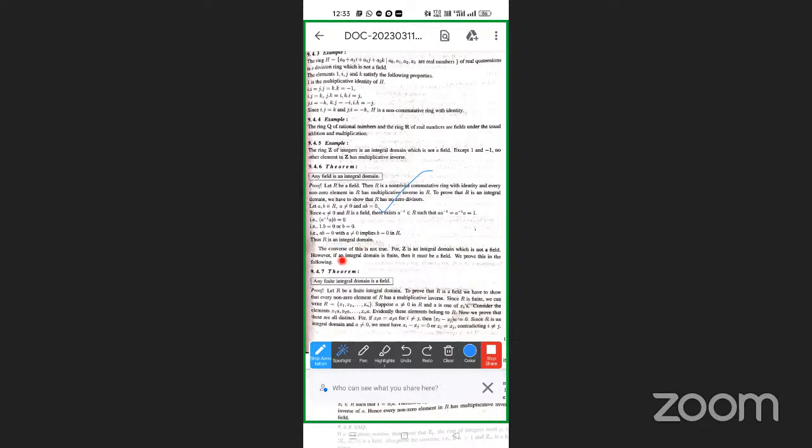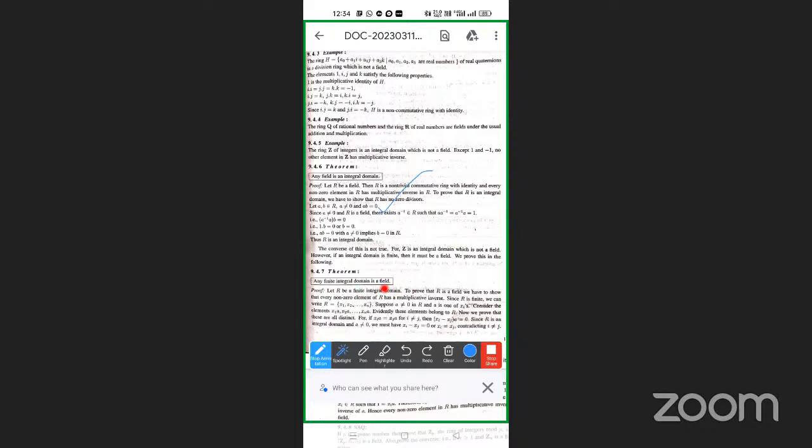The converse of this theorem need not be true, for Z is an integral domain which is not a field. However, if any integral domain is finite, then it must be a field. Any finite integral domain is always a field.